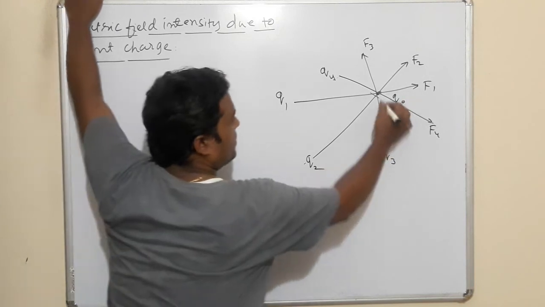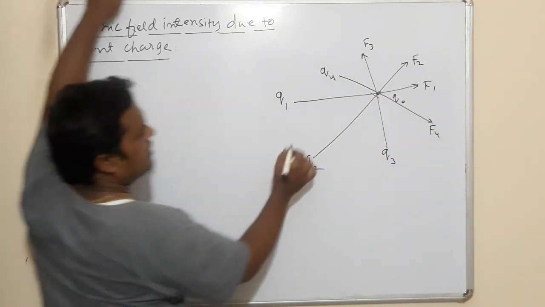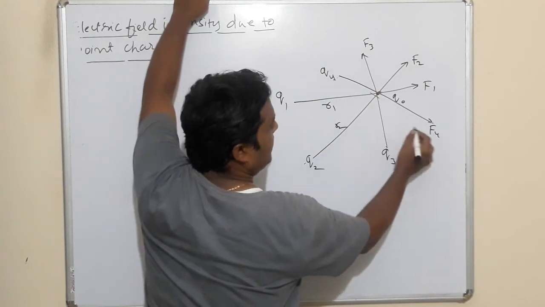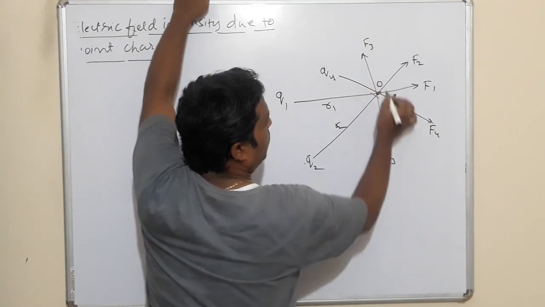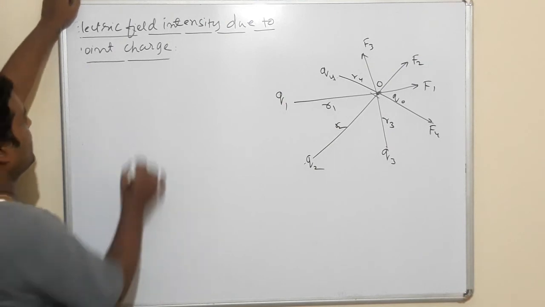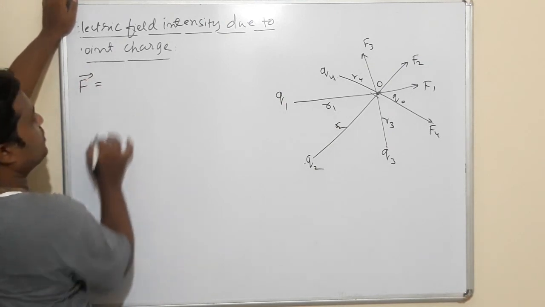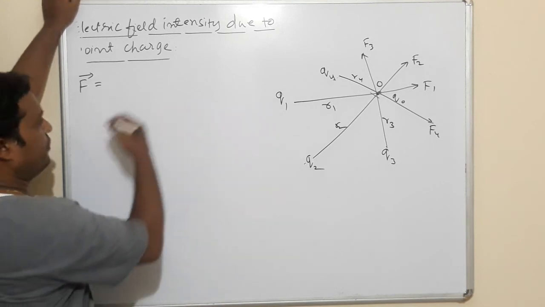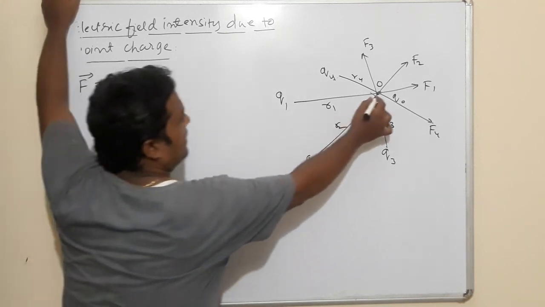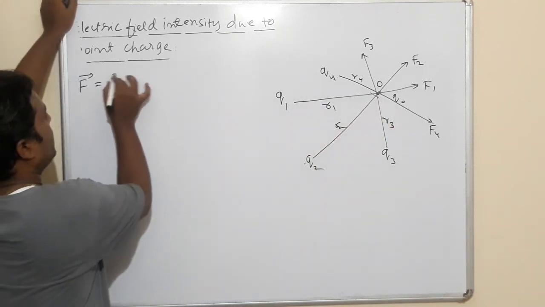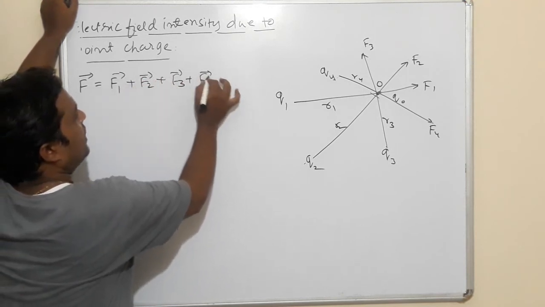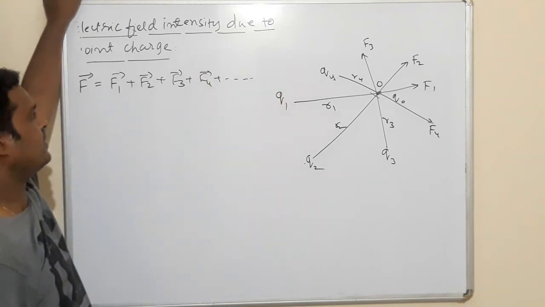Total force on Q0, how will you calculate the total force? Let us say this distance is R1, this distance is R2, this distance is R3 from this point O. This distance is R4, like this. Then what is the force experienced? This force experienced will be the vector sum of all the forces, which we studied in the previous principle of superposition. The force experienced by this Q0 will be equal to F1 plus F2 plus F3 plus F4 plus so on, if some other charges are present.